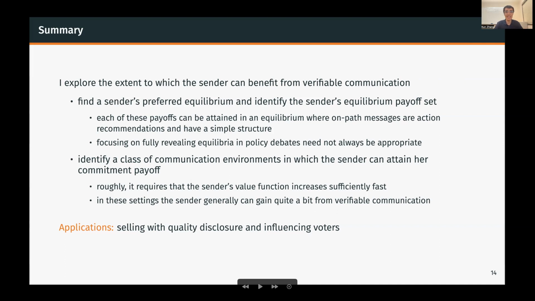This may suggest that solely focusing on fully revealing equilibria in policy debates need not always be appropriate. I also identify a class of environments in which sender can attain her commitment payoff. And in these settings, the sender generically can gain quite a bit from verifiable communication. Finally, there are some applications that I have no time to cover today.